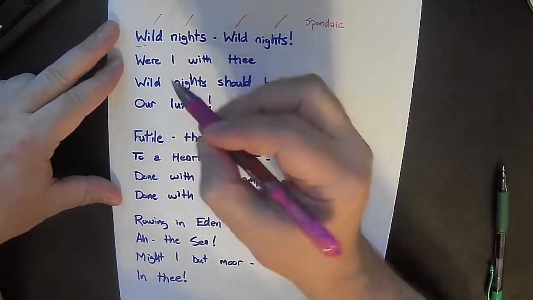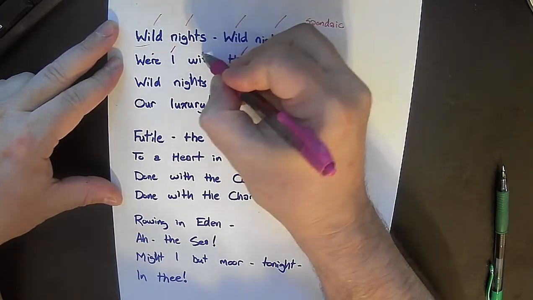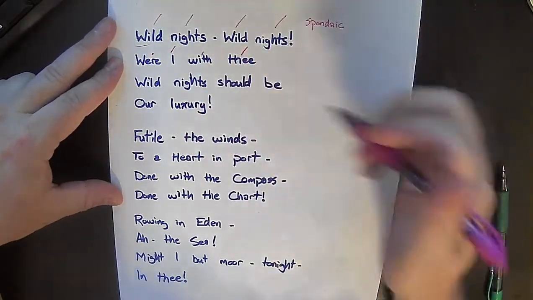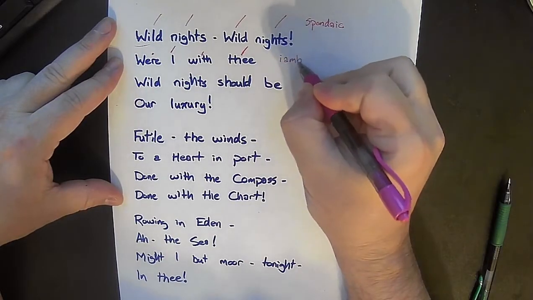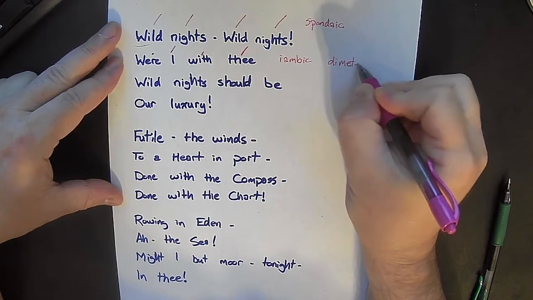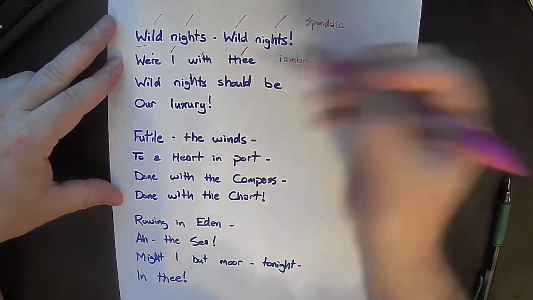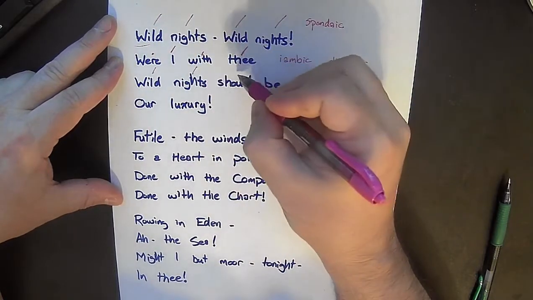All right, were I with thee. It looks like it's going to be were I with thee. So this is going to be an iamb, very traditional. And there's 2 of them. So that's going to be iambic dimeter. Okay, Wild Nights, were I with thee. Wild Nights.